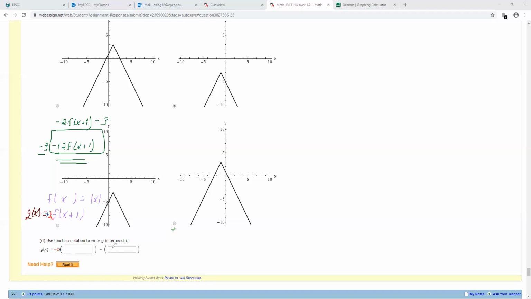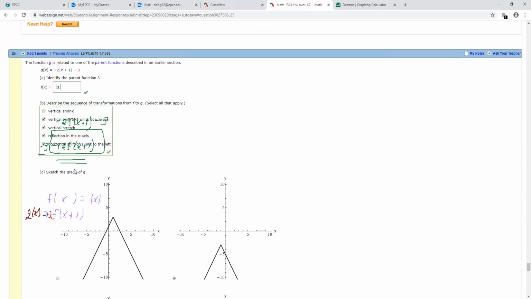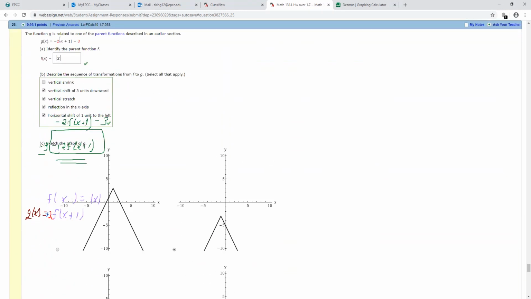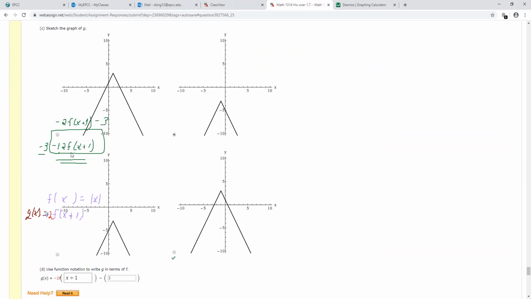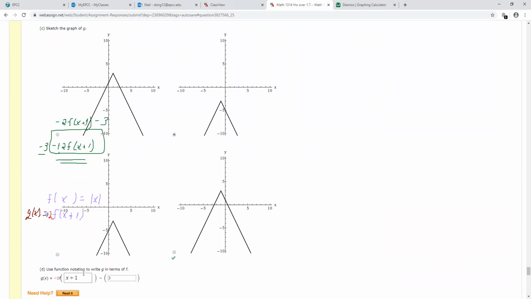So what's gonna go here, Megan? Minus what? The x plus 1. Okay, sorry, the x plus 1 and then -3. And instead of writing it like they gave us in the equation up here, it's just writing it. Really the only difference is that instead of absolute value, we just have f of x.